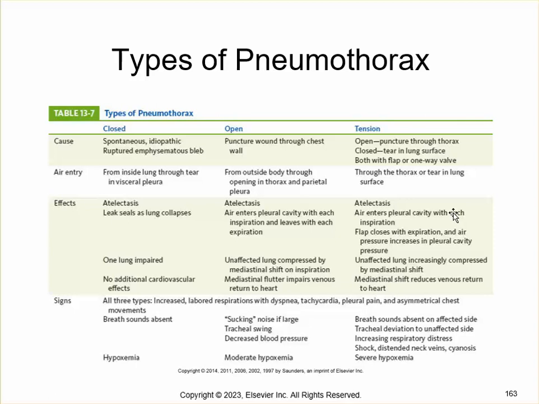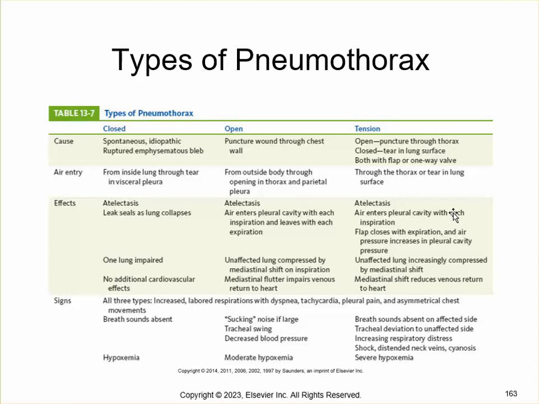Closed pneumothorax is blebs and things like that from the inside. Right? Both of them cause atelectasis, right? The thing about a closed one is that as that part of the lung collapses, it usually seals the leak. It usually only affects one lung or one side, right?